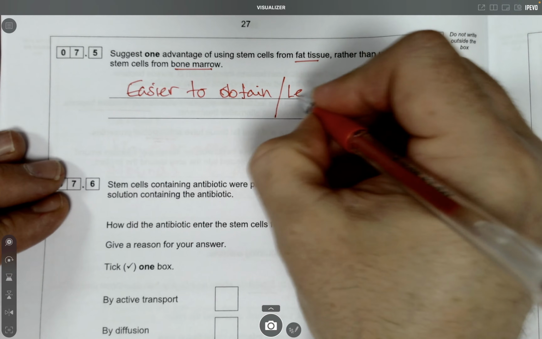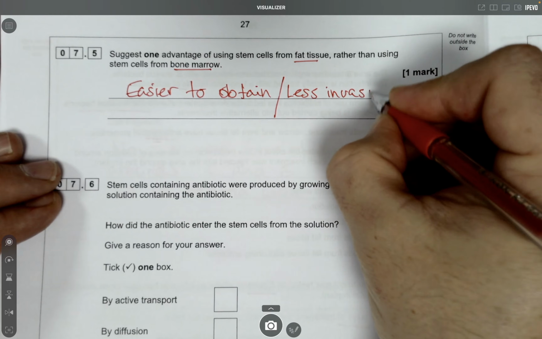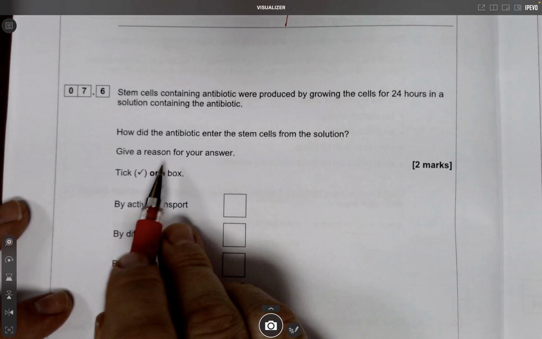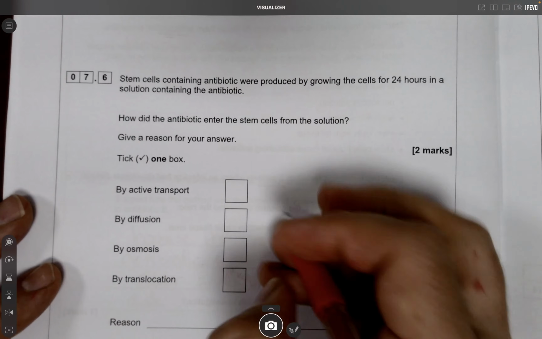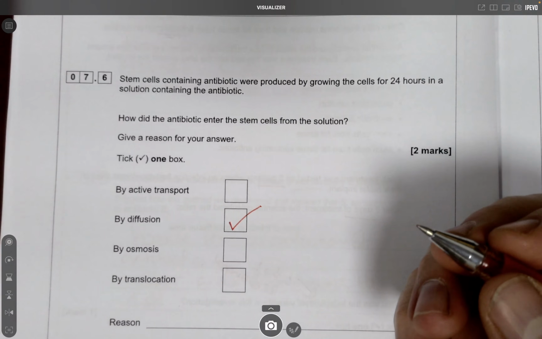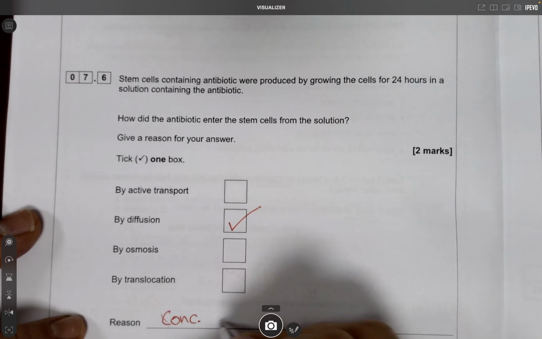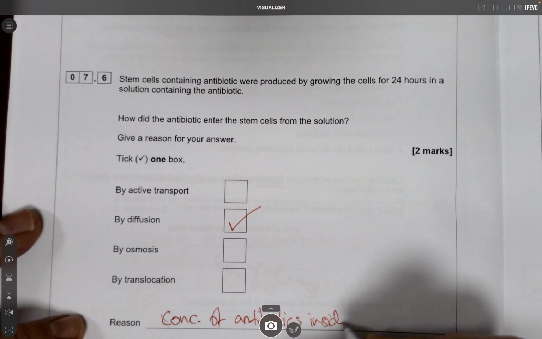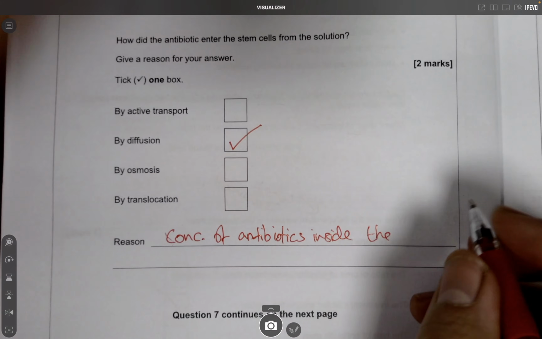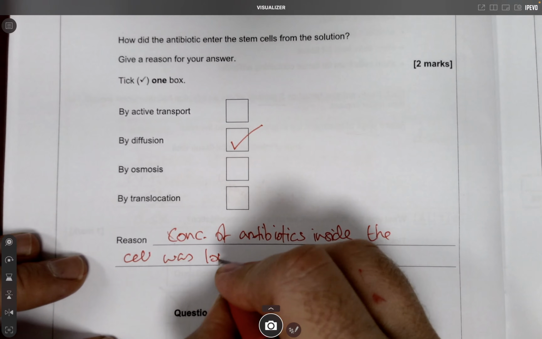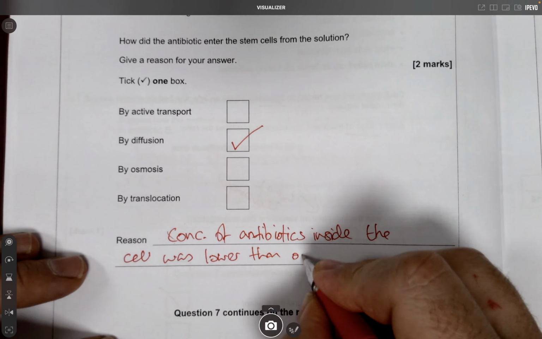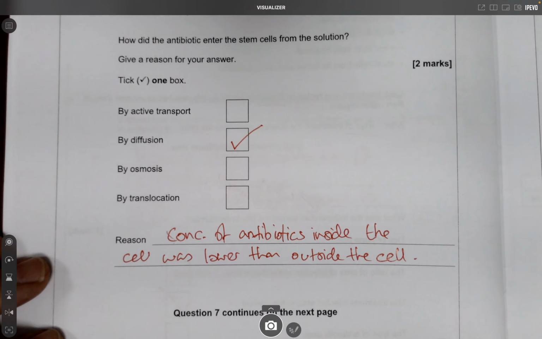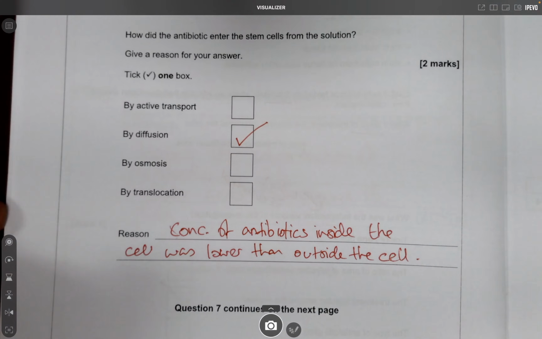Or you could have said it is less invasive. You've got fewer side effects, it's less painful. 7.6, how did the antibiotic enter the stem cells from the solution? It would have had to have been by diffusion, because the concentration of antibiotics inside the cell was lower than outside the cell. And diffusion is where particles move from a region of high concentration to a low concentration. So that matches with this one.